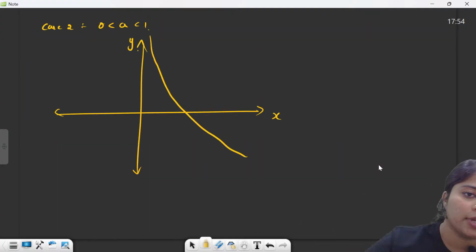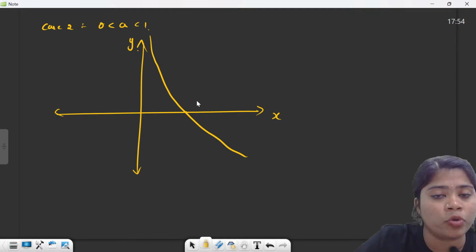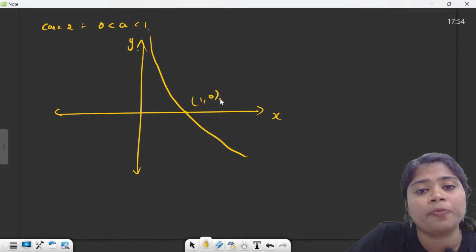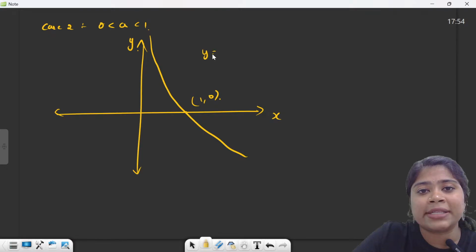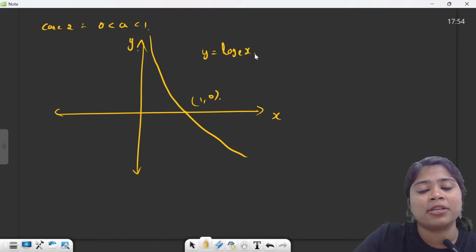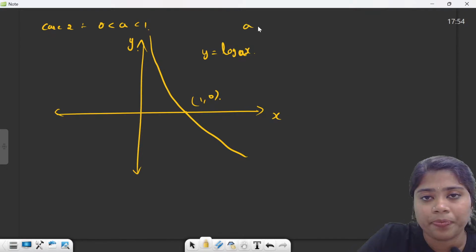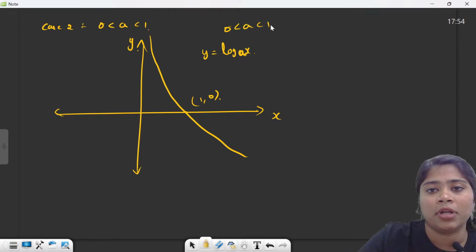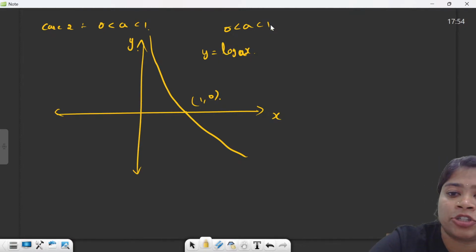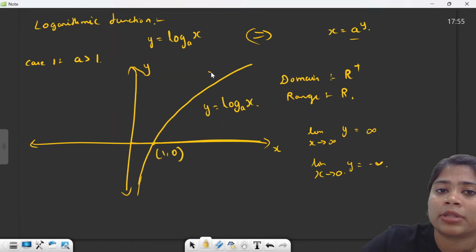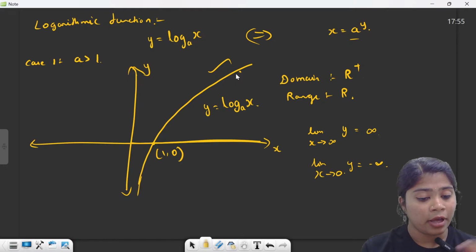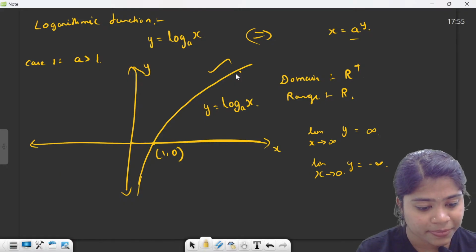So similarly, we can do here also. This is (1, 0). So this is for y is equal to log base a of x, when a is between 0 and 1. So for natural log, you will follow this particular graph. I hope you guys understood.